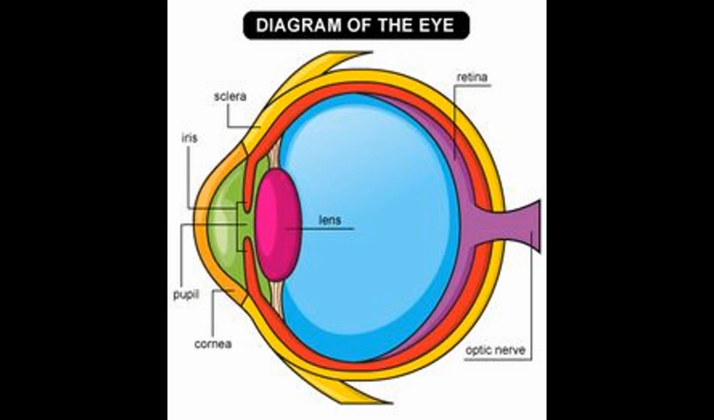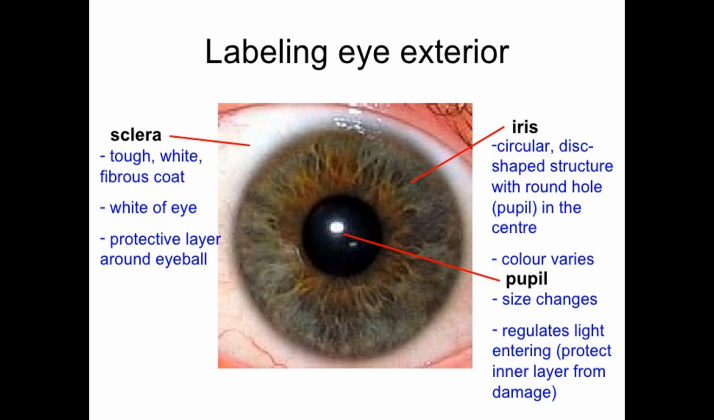Then before we go into explanation of the different parts of the eye, here's a diagram of the eye. You have the sclera, the iris, the pupil, the cornea, the lens, the optic nerve and the retina. And all these are on the diagram here of the eye. Let's go into a little detail of the different parts of the eye.